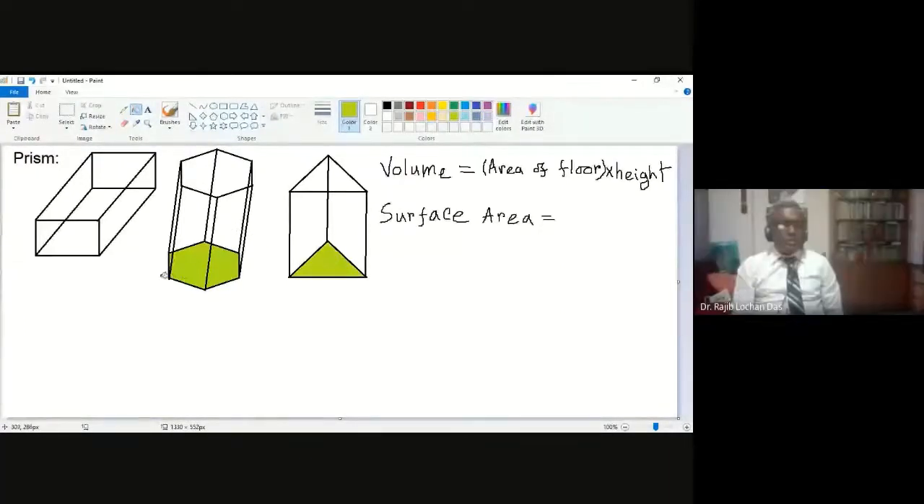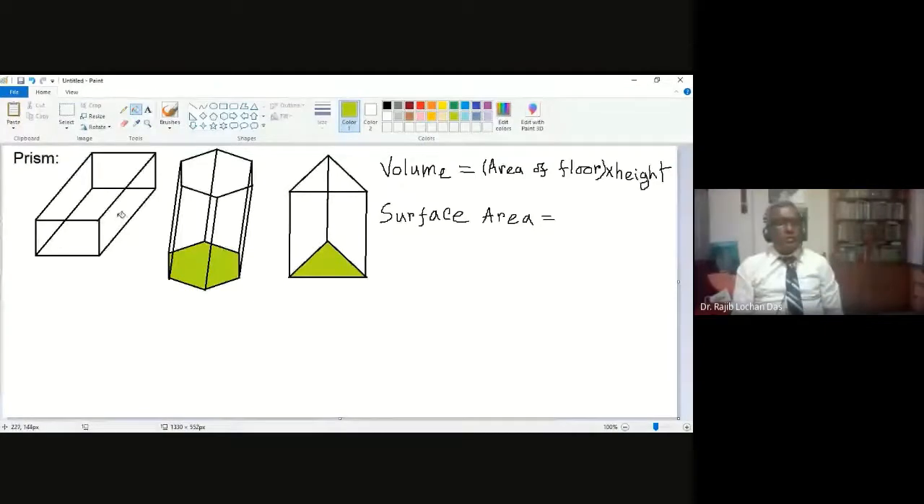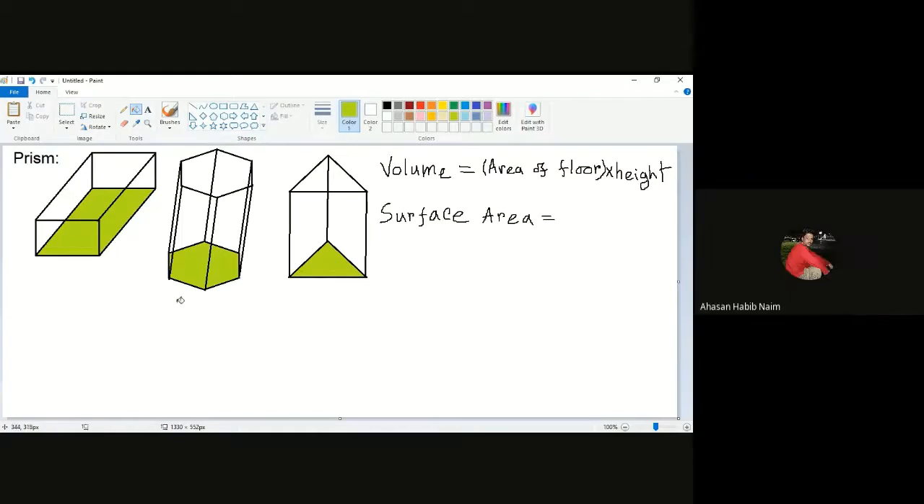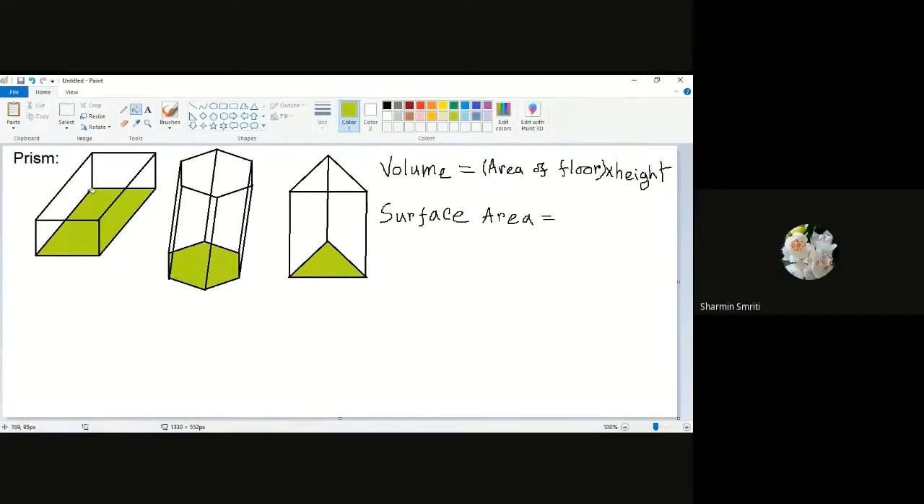And what is this one? Which one is the floor? You can think this is your floor. Is it okay? Do you understand? Yes, sir.